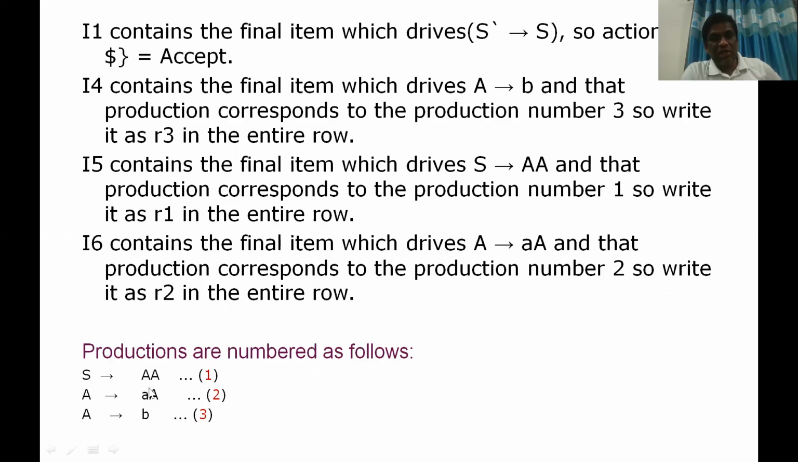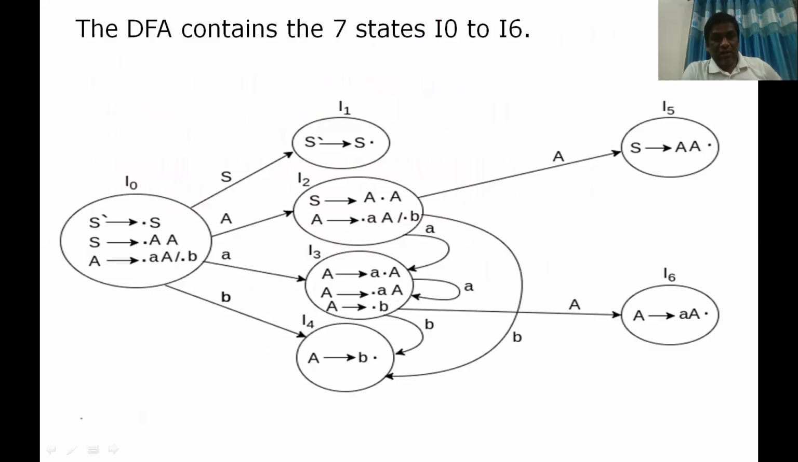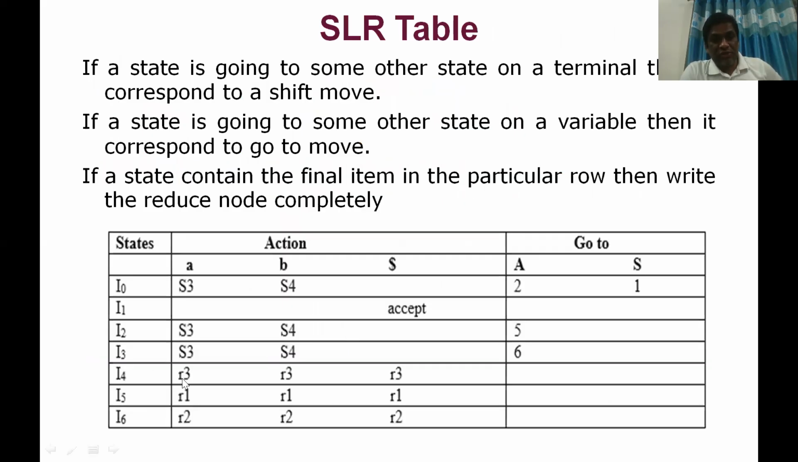Capital A implies small a, capital A is the second production. Capital S implies capital A is the first production. So now let us understand. This I4 corresponds to A implies B dot. What is the number of this production? It is 3. A implies capital B is the third production. Therefore, the entire row I4 corresponds to R3. This 3 represents the production number with which you are trying to reduce. So reduce with 3.